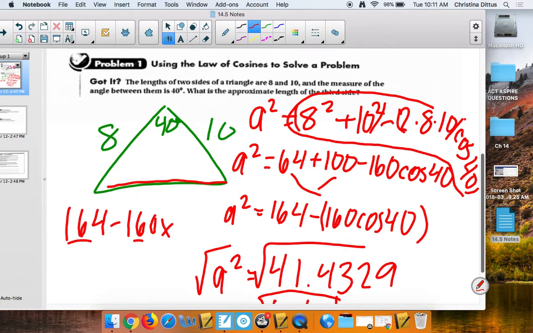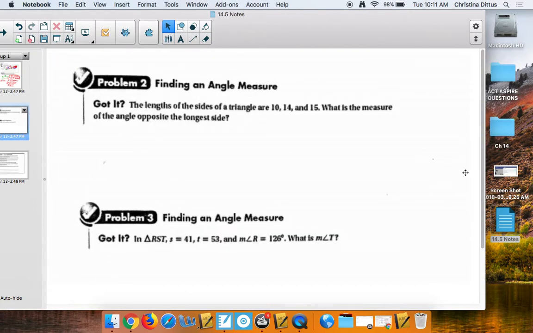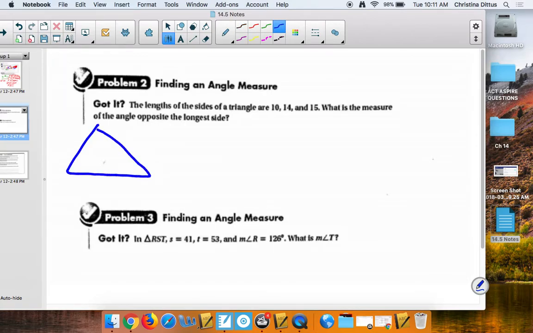The other thing we can do is find an angle measure using the same formula. It tells me the lengths of the sides of a triangle are 10, 14, and 15. So let's draw a triangle: 10, 14, 15. Then it says, what's the measure of the angle opposite the longest side?